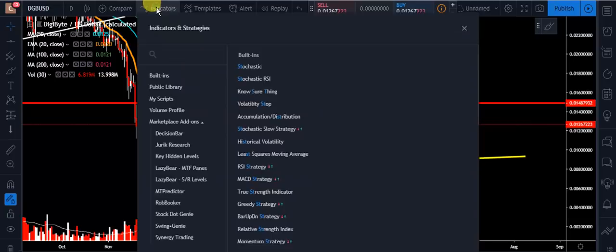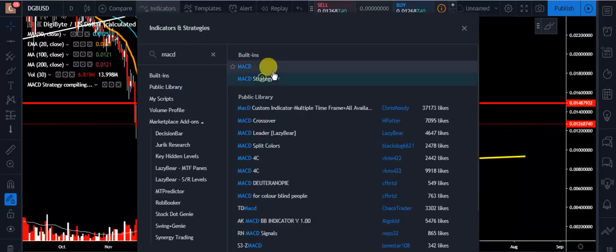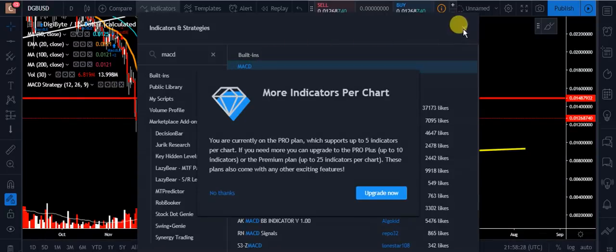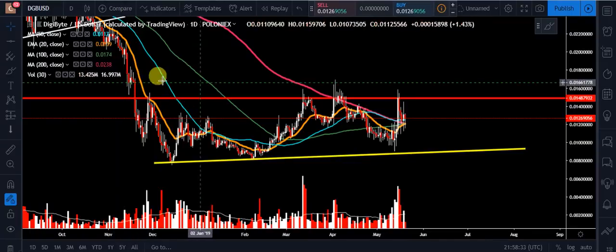So guys, the next thing, we're going for our MACD. Let's see. You know what, guys? I think that pulled up the MACD strategy. One second. I just want the normal one.